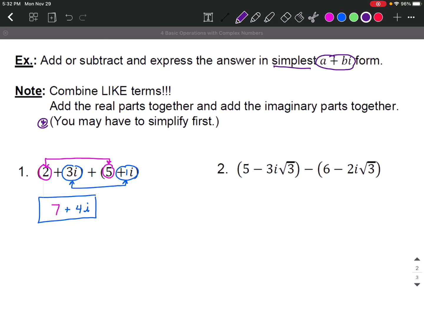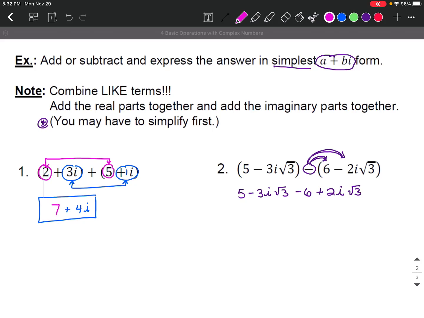Okay, now take a look at number 2. Number 2 is subtraction. Before we can combine like terms, we have to distribute this negative. So the first one, we don't have to worry about. It's 5 minus 3i radical 3. But now I need to do a -1 times 6, that's -6, and then a -1 times a -2i radical 3. So a negative times a negative is a positive 2i radical 3.